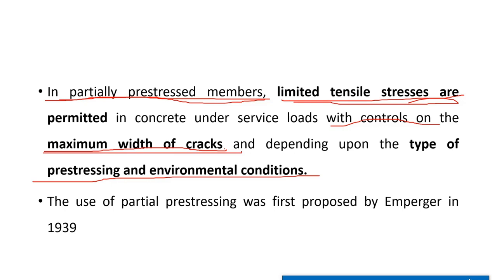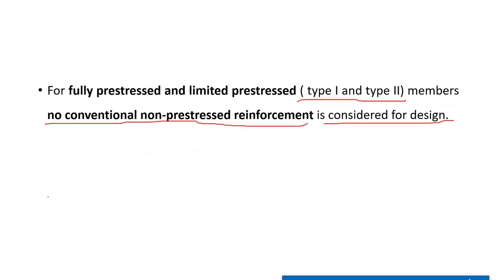And the use of partial prestressing was first proposed by M. Berger in 1939 and the concept was proposed. For fully prestressed and limited prestressed structures, that is for type 1 and type 2 members, no conventional non-prestressed reinforcement is considered for design. So the conventional reinforcement is the non-prestressed reinforcement. You know, for an RCC structure there may be non-prestressed reinforcements in the tensile zone, there may be shear reinforcements etc. provided, and it is not considered for the design purpose.